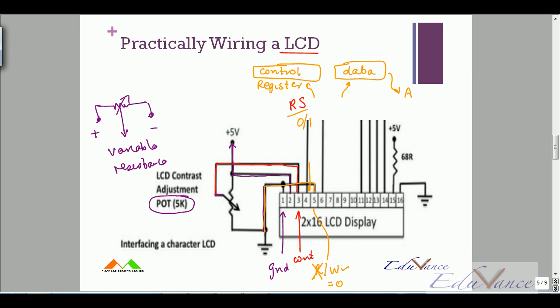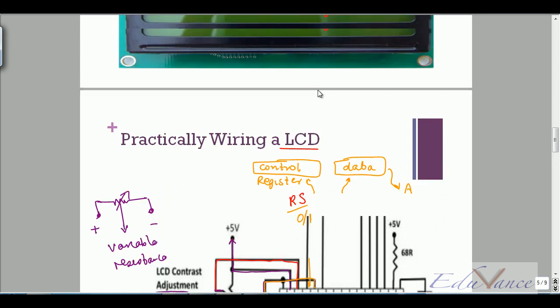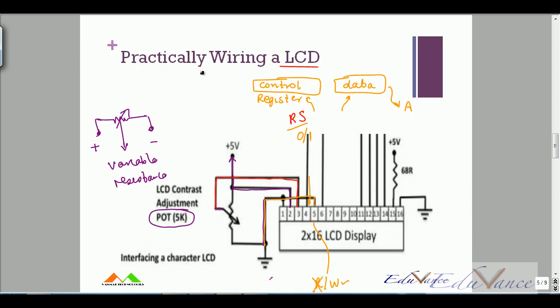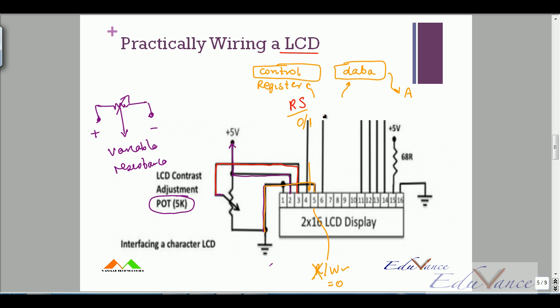That said, pin number 6, as you see, was my enable pin. Pin number 6 is that whenever I need to read data or write data onto my LCD, I have to make sure that my LCD sees a positive edge. Please understand, a positive edge signal on my enable pin.